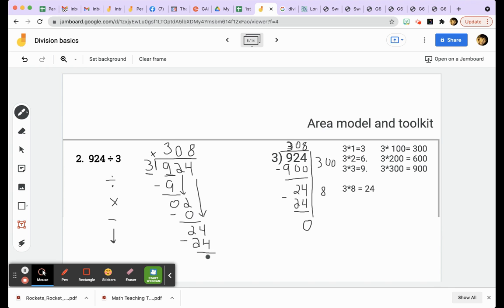Subtract 24, subtract 24 is 0. There's nothing left to bring down. 3 will not go into 0. So I am finished. And notice again, I get the same answer. There are 308 equal groups of 3 in 924.